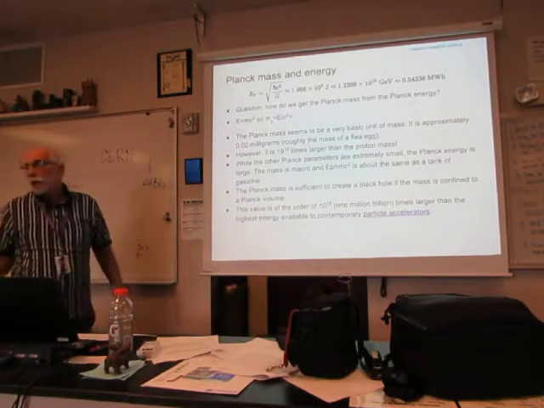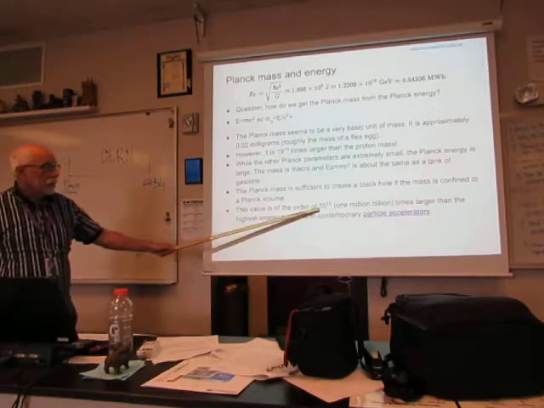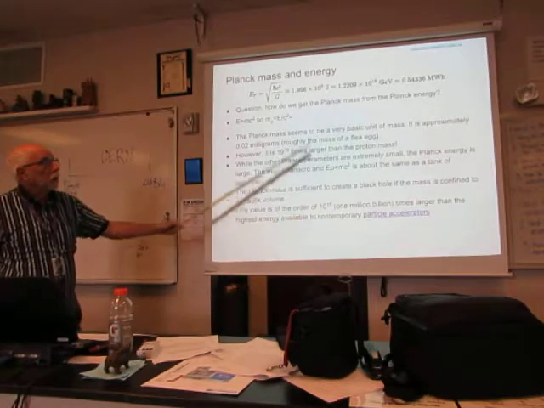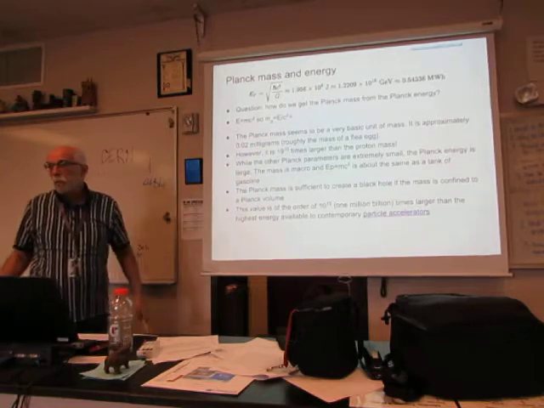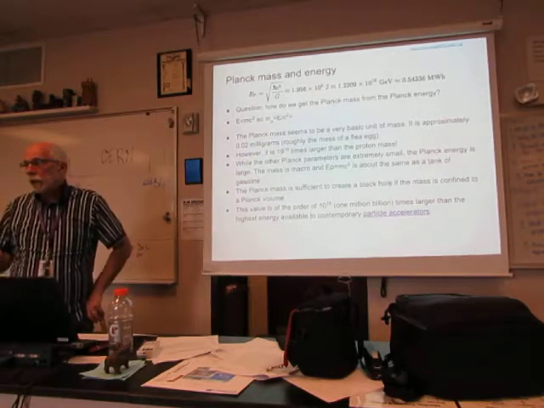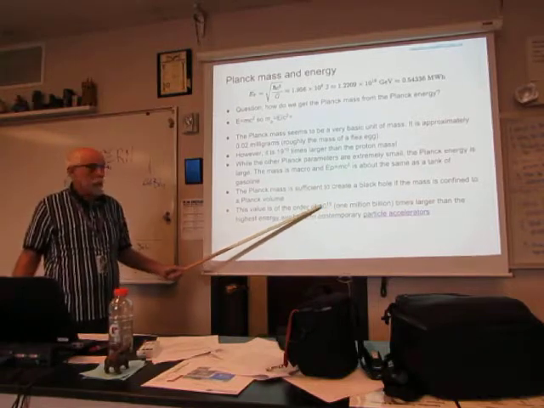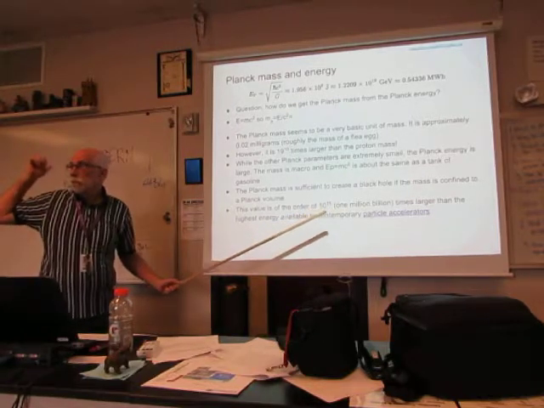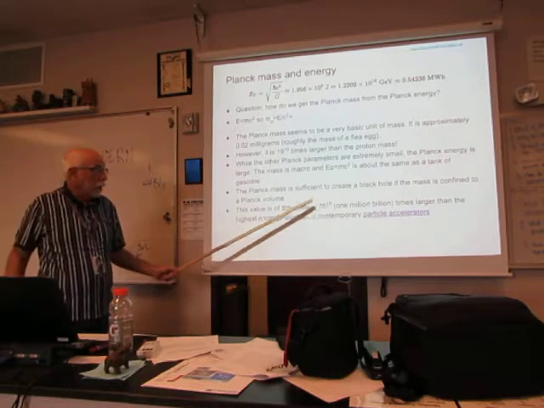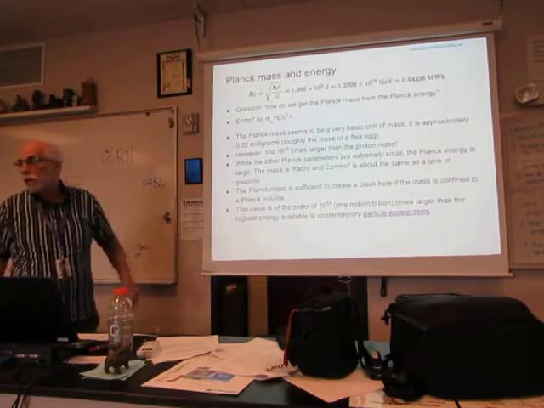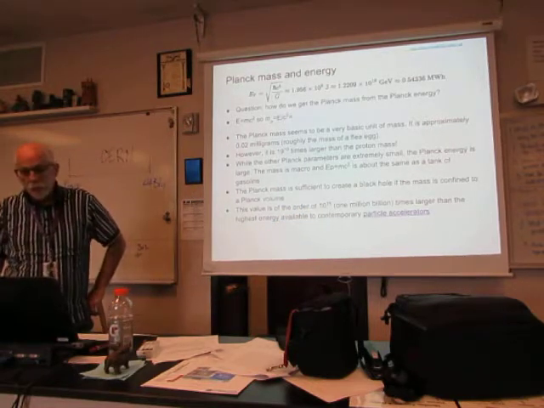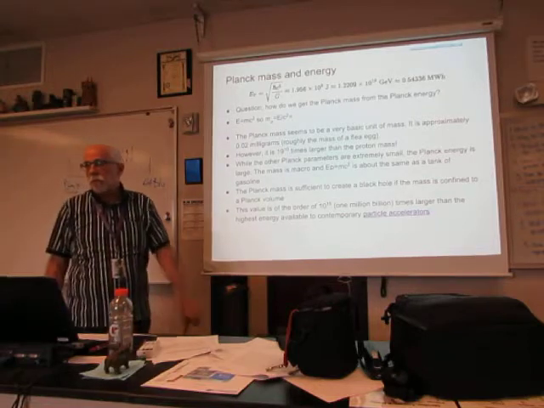CERN has a big accelerator, but theirs is 10 to the 15th times smaller than the Planck energy. So if you want to create a Planck particle in a big accelerator, you have to figure out how to increase the power of the biggest machine we currently have by a factor of 10 to the 15th, which is a tall order. You need an accelerator the size of the universe, approximately.